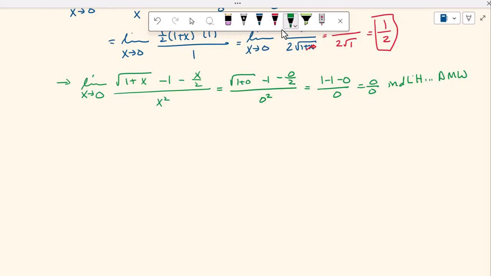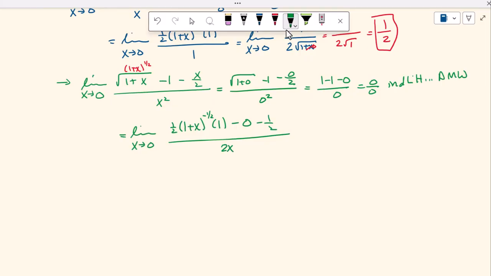Okay, so the more work we're going to do is to apply L'Hopital's rule, since this was an indeterminate L'Hopital form. So the derivative of the square root of 1 plus x, I can rewrite as 1 plus x to the 1/2. When I take the derivative, I bring the 1/2 down, decrease the exponent by 1, and then multiply by the derivative within. The derivative of 1 is 0, and the derivative of minus x over 2 is minus 1/2. And the derivative of x squared is 2x.